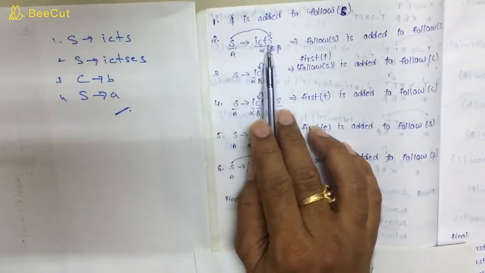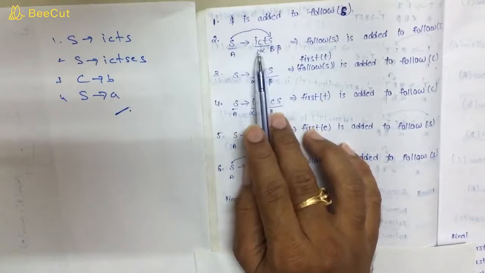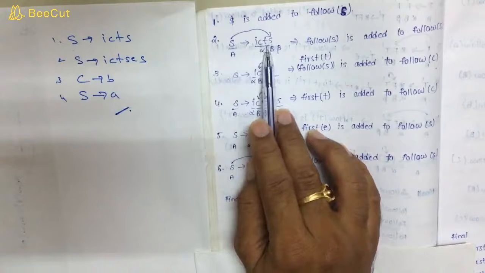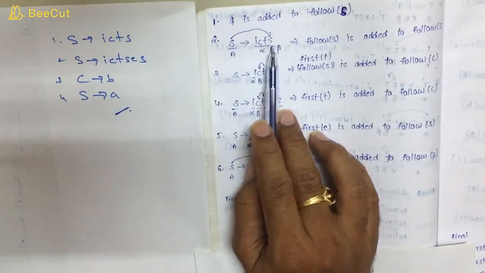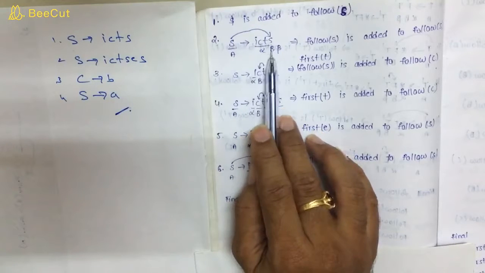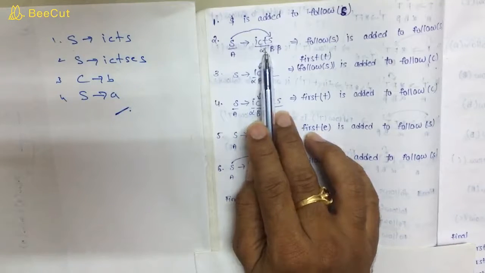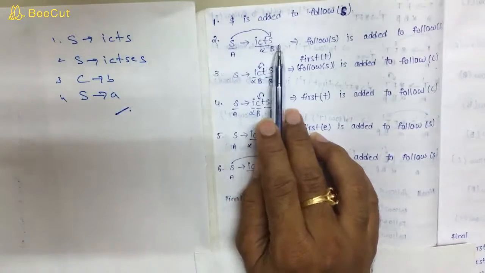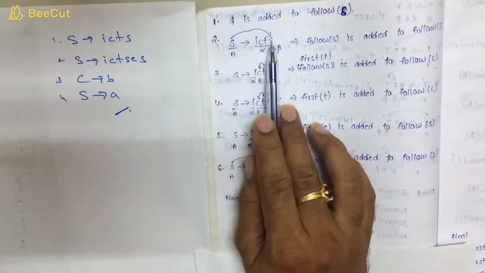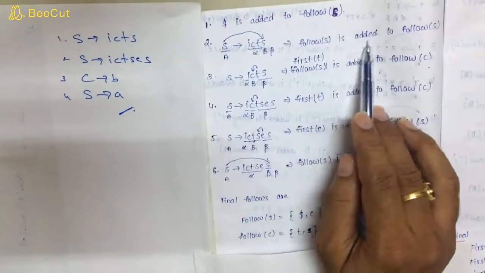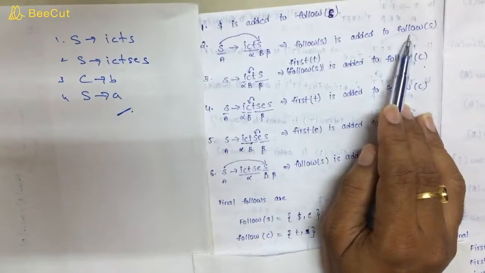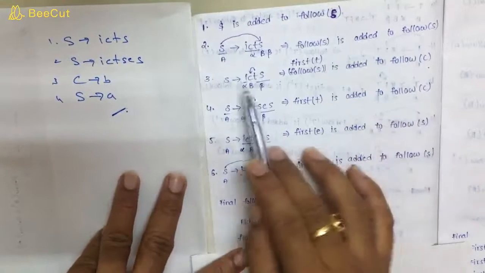Take the first production, S tends to ICTS. Assume it is in the form of alpha B beta, where B means a non-terminal. On the right hand side we must have at least one non-terminal, and here we have only one, that is S. Alpha is ICT, B is S, and beta is epsilon. If beta is epsilon, then the follow of S is added to the follow of S itself. If we add this rule, there are no more symbols to be added.